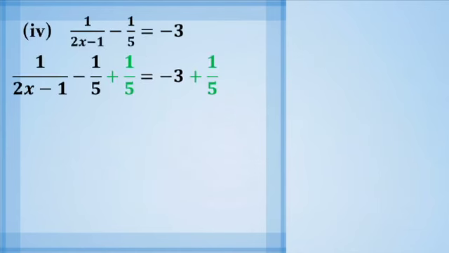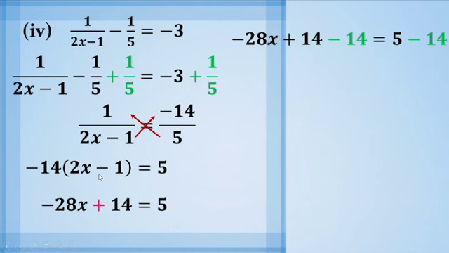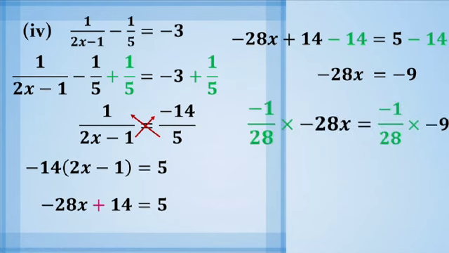Fourth one, we proceed in the same way. We add 1/5 to both sides of the equation, and then we cross multiply. So I have to use the distributive law to expand. Again, you need to be careful with the minus times minus. And then I add the additive inverse of 14, which is minus 14. I get minus 28x equal to minus 9. Multiply by the multiplicative inverse on both sides. Simplifying, I get x equal to 9 over 28.